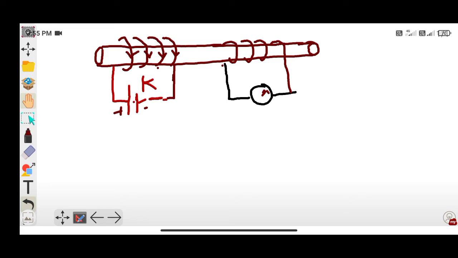Okay, as per the question, there's a coil that is connected across a battery, and there's one more coil that is connected across a galvanometer, and we have to switch on and off and see how the deflection will change. Actually, for understanding this, we need to understand a law that's called Lenz law.